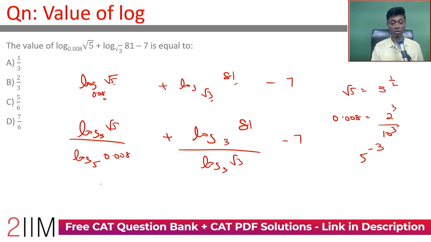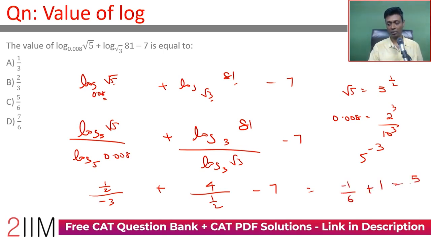Log root 5 is 1 by 2 by minus 3. 5 power minus 3 is 0.008. So log 0.008 base 5 is minus 3. Plus log 81 to the base 3 is 4 by 1 by 2 minus 7. This is 8. 8 minus 7 is 1. This is minus 1 by 6. This whole thing becomes minus 1 by 6 plus 1, which is 5 by 6.